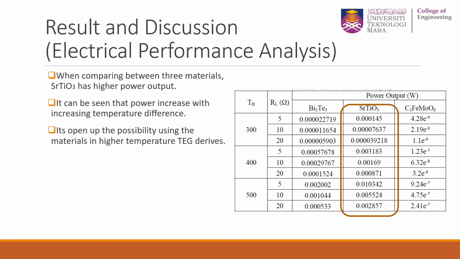When comparing the three materials, SiO3 has a higher power output. It can be seen that the power increased with increasing temperature difference. Thus, this opens up the possibility of using the material in higher temperature TEG drivers.